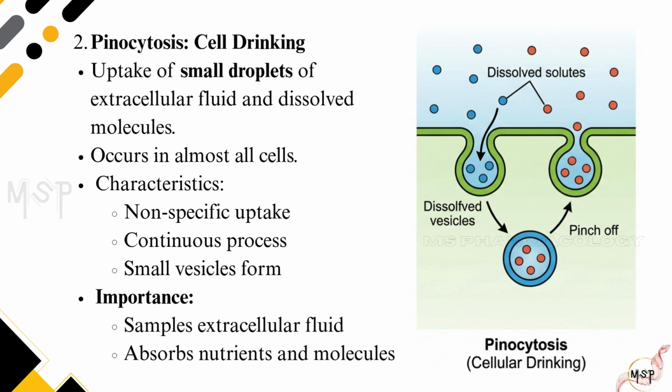Type 2. Pinocytosis. Cell drinking. If phagocytosis is cell eating, pinocytosis is cell drinking. In this process, the cell takes in small droplets of extracellular fluid along with dissolved substances. Unlike phagocytosis, pinocytosis occurs in almost all cells. Characteristics are non-specific uptake, continuous process, and small vesicles formed. Pinocytosis allows cells to sample extracellular fluid and absorb dissolved molecules.